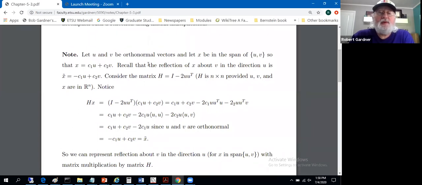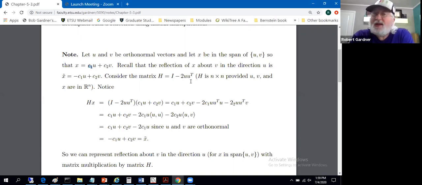So let u and v be orthonormal vectors and let x be in the span of u and v. Say x equals c1u plus c2v. Remember, we define the reflection of x about v in the direction u as x tilde equals negative c1u plus c2v. We simply change the coefficient of the u in that representation of x as a linear combination of the u's and the v's. Consider the matrix H, which is the identity matrix minus 2 times u u transpose.